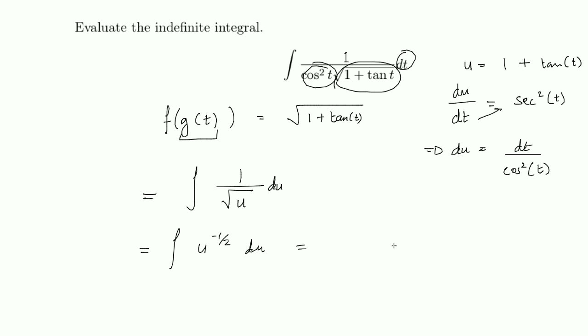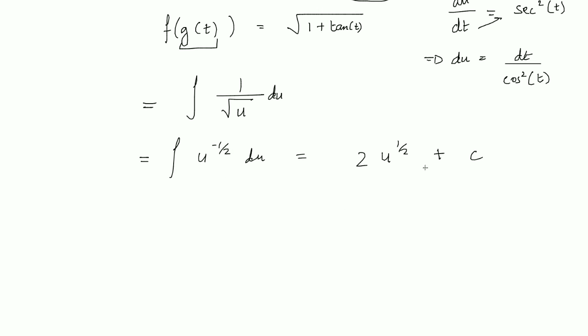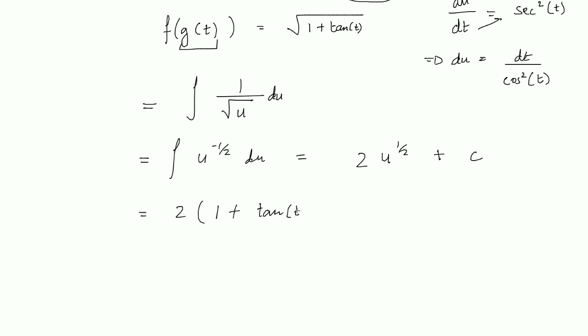This just becomes increase the power by 1, so u to the power a half, divide by the new power, so divide by a half is multiplication by 2, plus constant of integration, because it's indefinite integrals. Now, last step of the problem is to replace the u's with t's, and so we have 2 times 1 plus tangent of t to the power a half plus constant c. You can also write this more conveniently as 2 times the square root 1 plus tangent of t plus c.